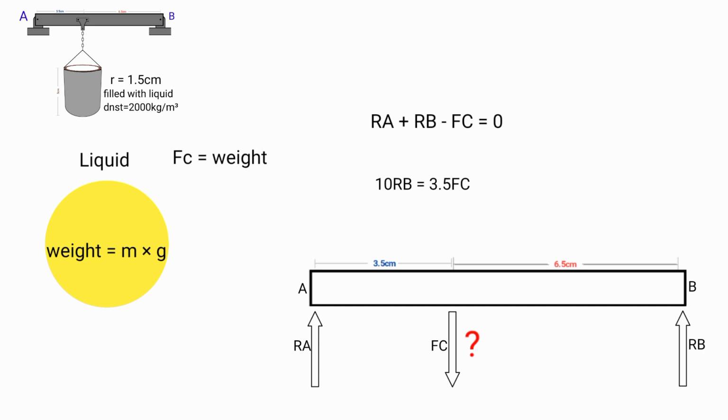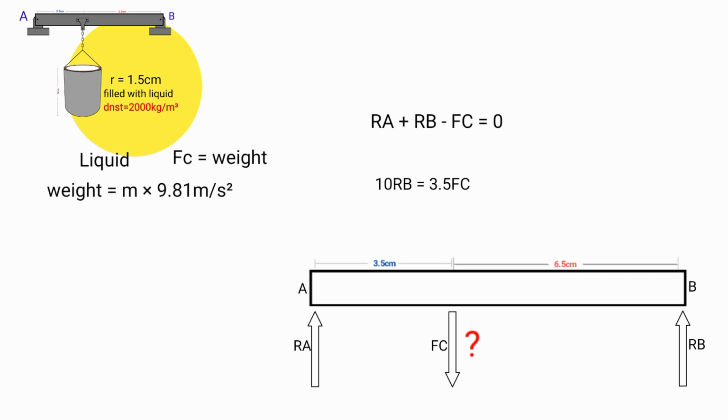The force caused by the liquid is actually its weight, and weight is calculated by mass times gravity. Gravity has an approximate value of 9.81 meters per second squared. So weight equals mass times 9.81 meters per second squared. But what is the mass? We don't know.